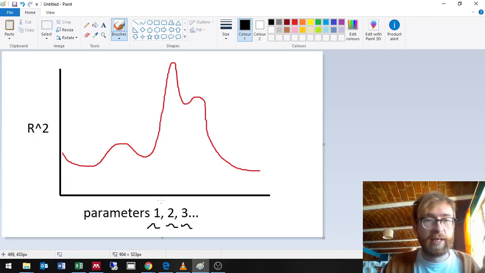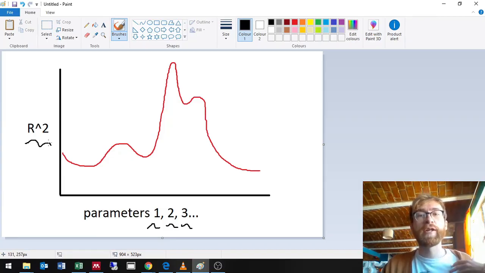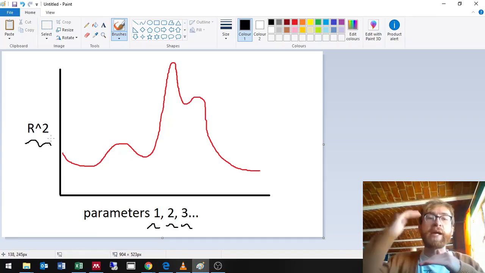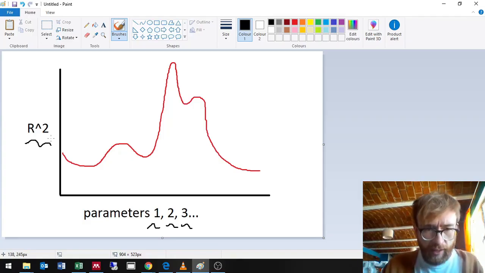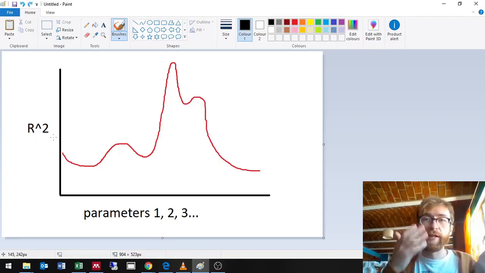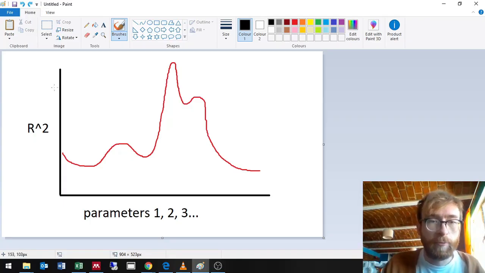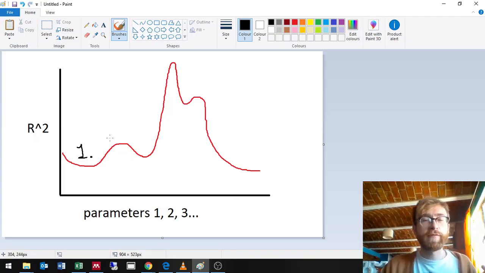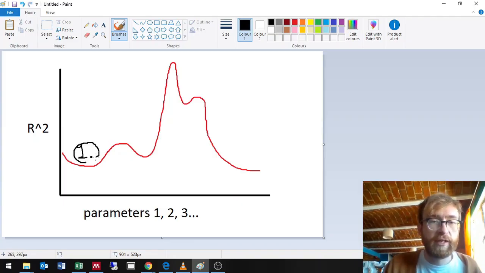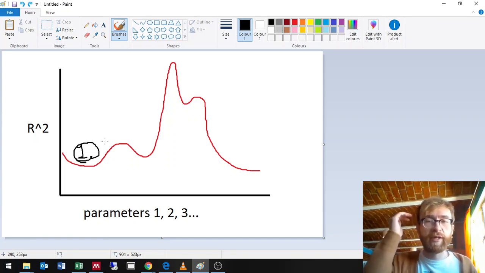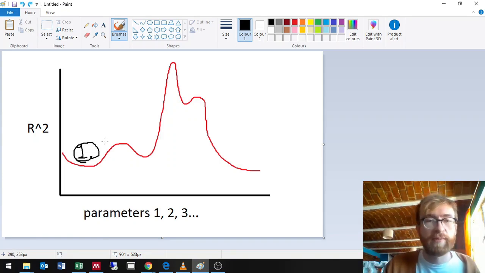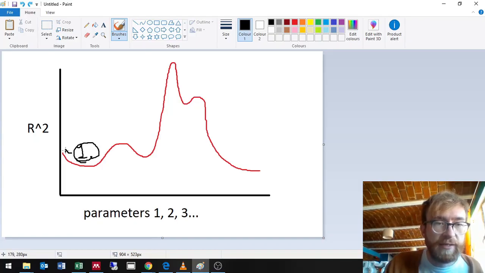So Excel is going to manipulate these values, and it's going to look at what happens to the target value, which for us was R squared. We asked it to maximize R squared. And we need to put a guess value in for Microsoft Excel to start working with. We're going to give it an initial guess. Maybe we choose parameters that put us at this R squared value here. And it's going to move them around. So maybe it increases parameter 1 a bit, and maybe it tries decreasing parameter 2 a little bit. And we're going to see which way we go.